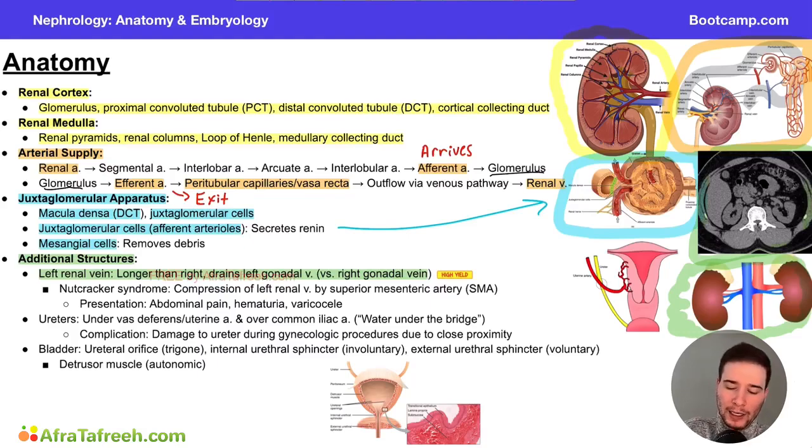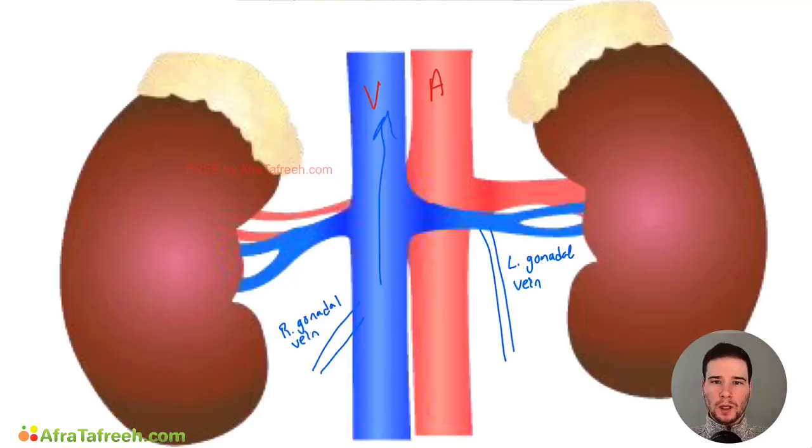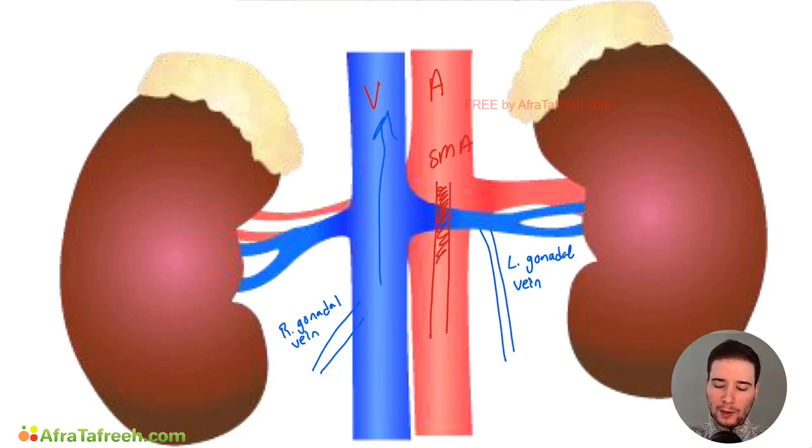Additionally, they also like to ask about nutcracker syndrome, which is compression of the left renal vein by the superior mesenteric artery. This can present in a patient with abdominal pain, hematuria, or varicocele. So what is nutcracker syndrome? So if we draw our attention back to our image here, we can imagine that if we have another structure that's not shown here called the SMA or the superior mesenteric artery, it actually runs right above the left renal vein. And what can happen is this structure right here can actually compress the renal vein at times.